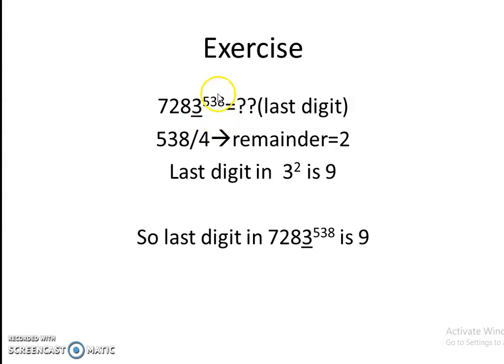So first we need to divide the power by 4. Here the remainder is 2 when we divide 538 by 4. Now the last digit in 3 to the power 2 is 9. So that means the last digit in this power calculation is 9, right?